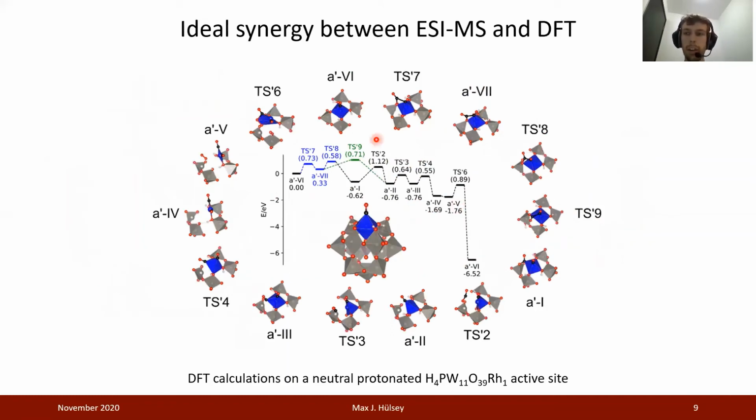If we calculate the whole reaction cycle based on a neutral protonated active site structure, that is the composition of H4 PW11O39 rhodium 1, then we see that overall it follows the exact same reaction pathway. There's just one big difference, and that is that this step that was previously rate determining based on DFT calculations now essentially can happen without any noticeable barrier, while the step after this, that is the reoxidation of the polyoxymetallate, now becomes rate determining, which is in great accordance with our experimental data.